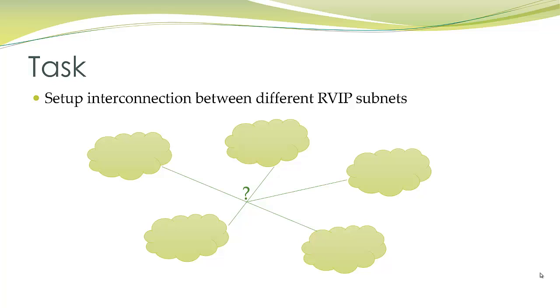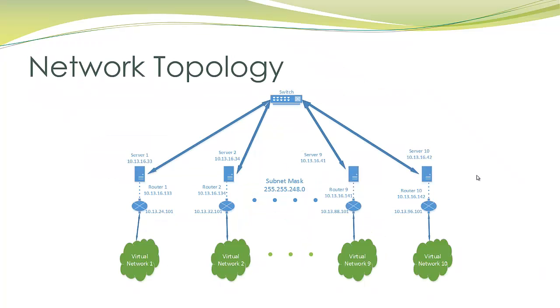The problem I'm facing is that there are a couple of individual RIP subnets, and how to set up the network structure to accommodate these RIP subnets in order to enable them to talk with each other freely. So the problem is how to make the interconnection between different RIP subnets.